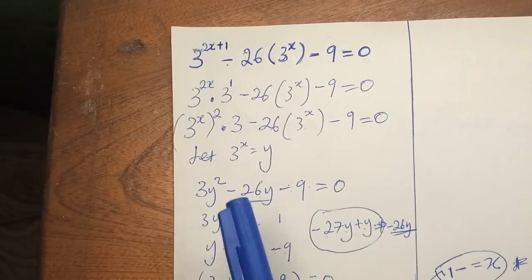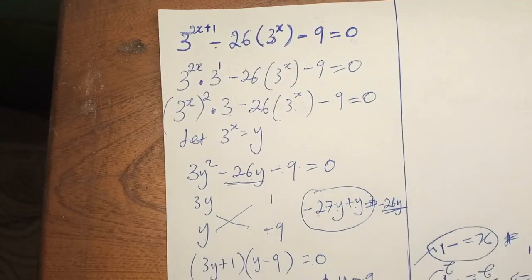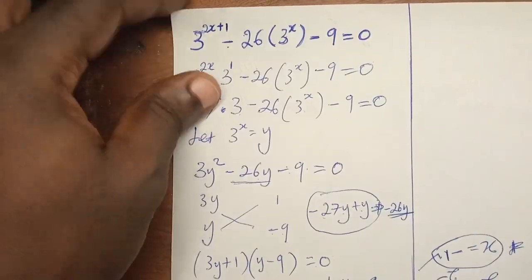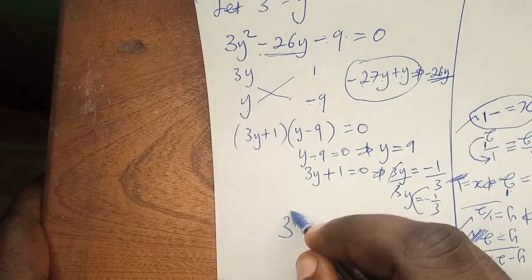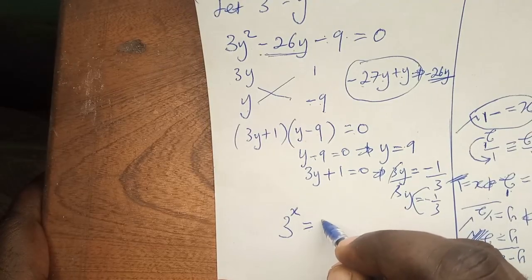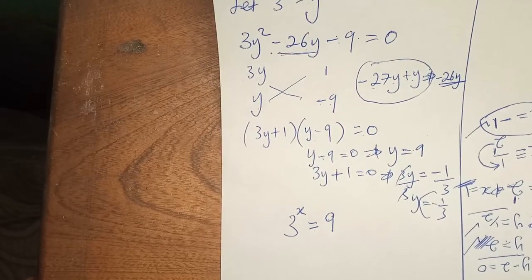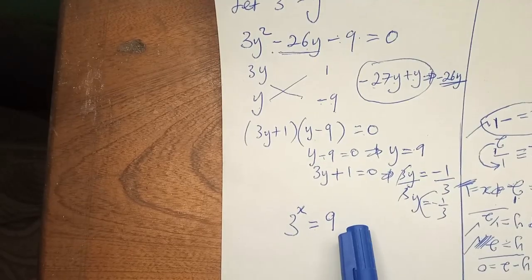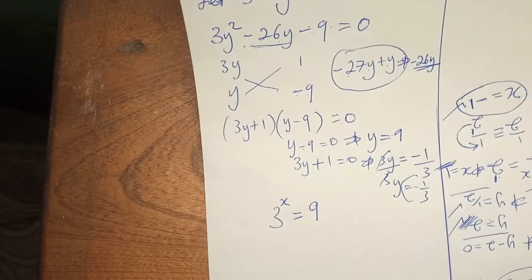Since we already have 3 to the x equal to y, we must replace y as 9, so we have one of the values as 9. So 3 to the power x is equal to 9. Now we must use a particular number that has 3 as base, so that when the bases are the same, then the powers will also be the same. And that number is 3 squared, to give us the 9.